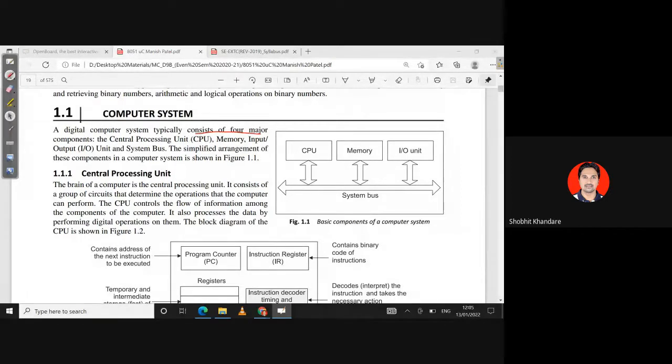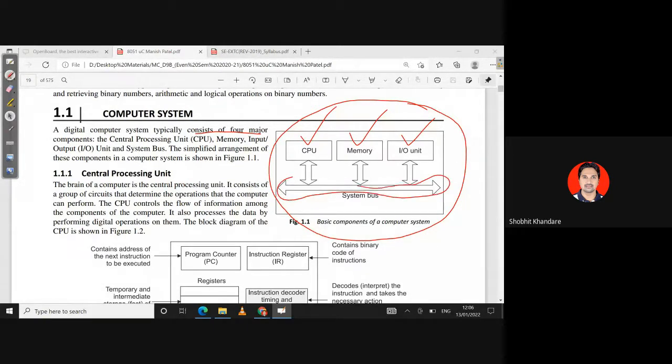हमने पहले देखा कंप्यूटर क्या करता है, कंप्यूटर क्या होता है. अभी हम देख रहे हैं कि कंप्यूटर सिस्टम क्या होती है. तो कंप्यूटर सिस्टम में ये चीजें होती है. See here, it consists of 4 major components: CPU, memory, इनपुट आउटपुट यूनिट, एंड सिस्टम बस. ये जो दिख रहा है ये सिस्टम बस है. ये सब हम डिटेल में पढ़ने वाले हैं. अभी सिर्फ आपको याद रखना है कि कंप्यूटर सिस्टम कंसिस्ट्स ऑफ सीपीयू, इट कंसिस्ट्स ऑफ मेमोरी, इट कंसिस्ट्स ऑफ आईओ यूनिट.